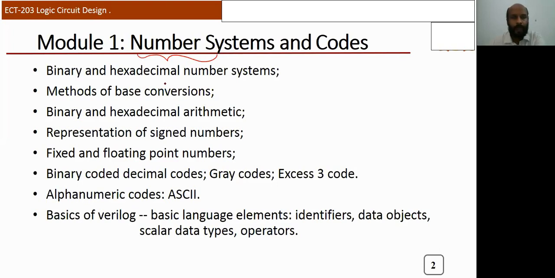In the first part, we will discuss different types of number systems, for example binary, hexadecimal, and one more number system, the octal number system. And second, we will discuss how we can convert a number from one base to another, for example from binary to hexadecimal, or hexadecimal to binary, hexadecimal to octal, or octal to binary, etc. Okay, that is base conversion.